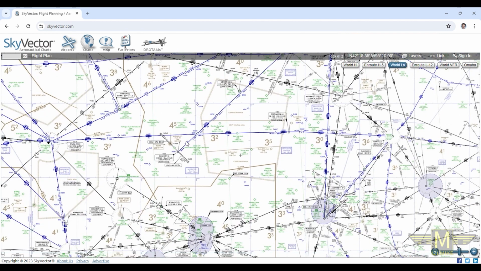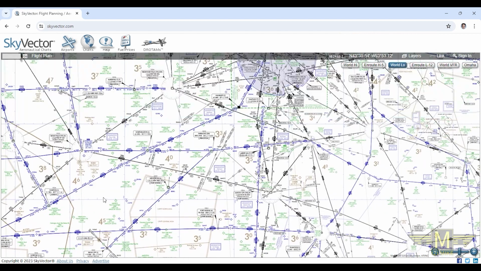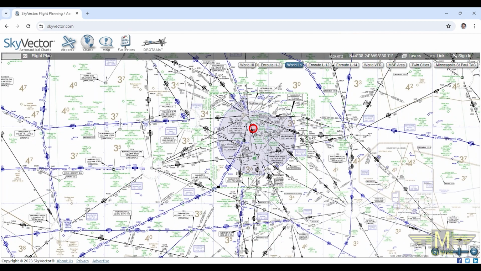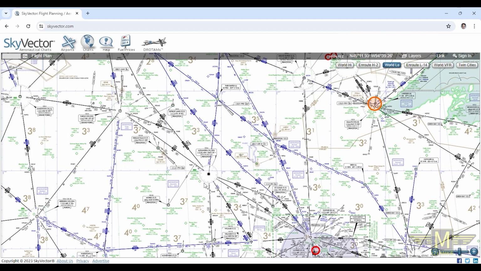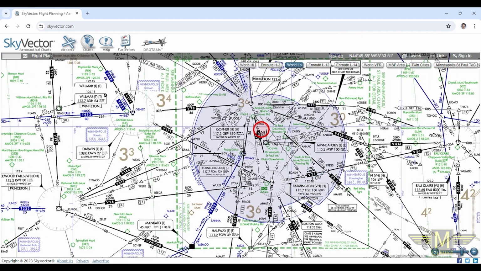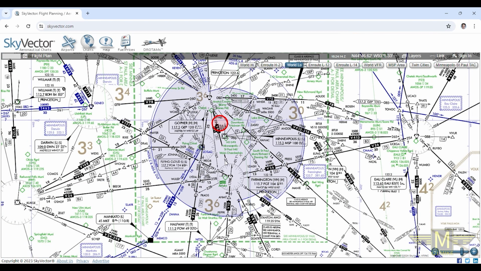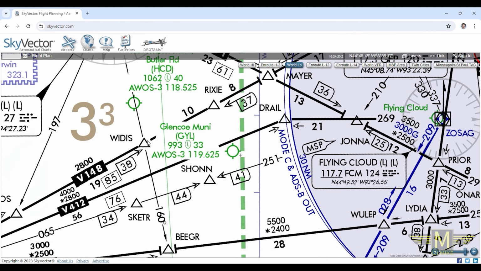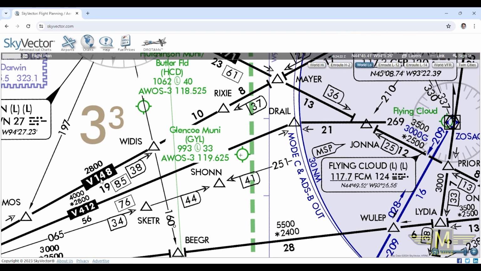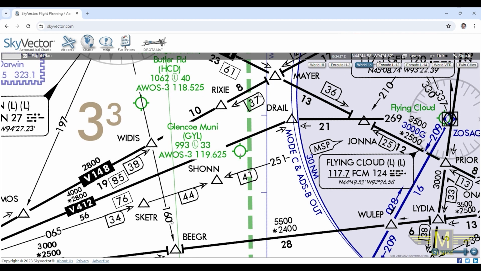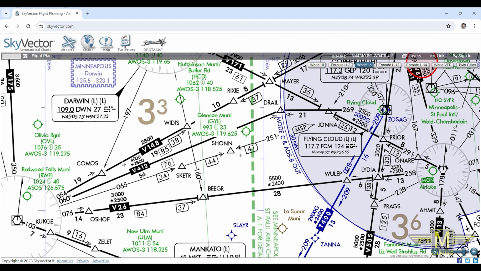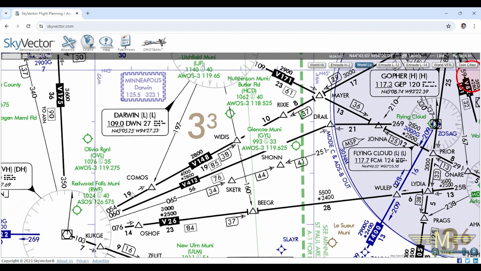Okay, so that pretty much does it for nav aids and their info boxes. All these lines, you probably figured out, are the highways in the sky, right? Let's go back to, where are we here? We're in Minneapolis. Each of these little triangles are the intersections along the route, right? Here, this is Victor 148. Each of these triangles are intersections. They are identified in different ways.